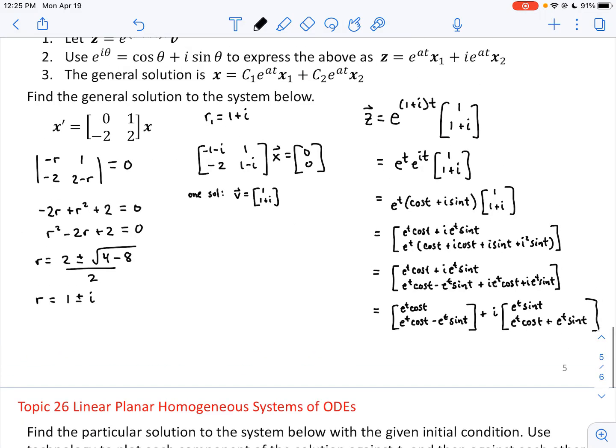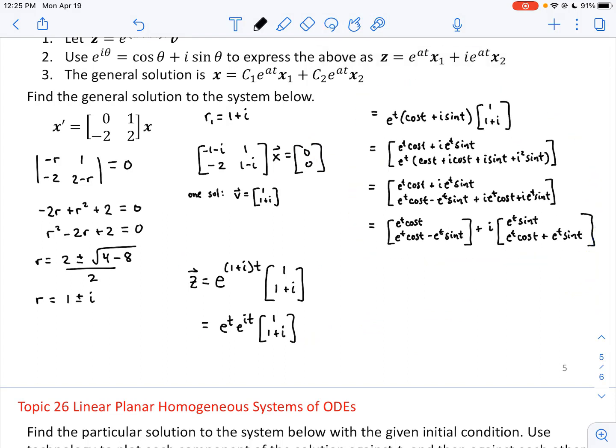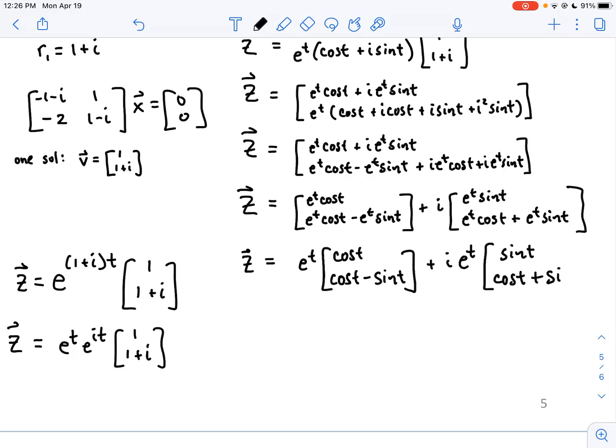Okay, I'm going to keep this going, and just for space's sake, let me move a couple of these things around. I'll move that down there and move all this work up here. And let's call this z. This is the same z we have here, just to create a continuation of our work. Then I can factor out the e to the t, and I think it is desired to do so. Then we have cosine t in the first component, and in the second component cosine t minus sine t, plus an i times e to the t times, then we have a sine t, and then a cosine t plus sine t.